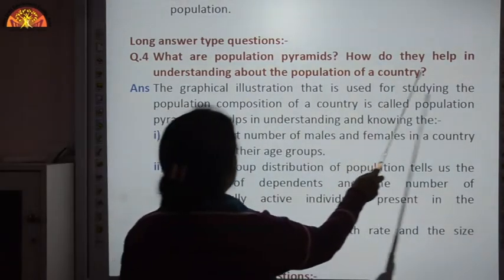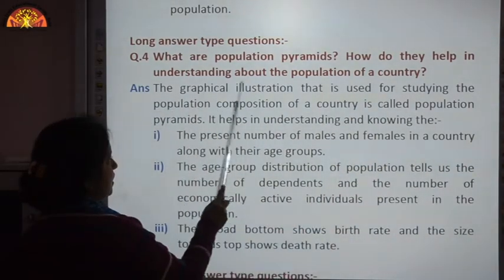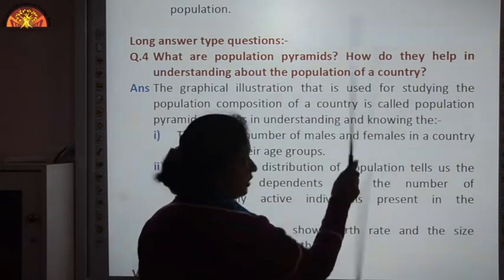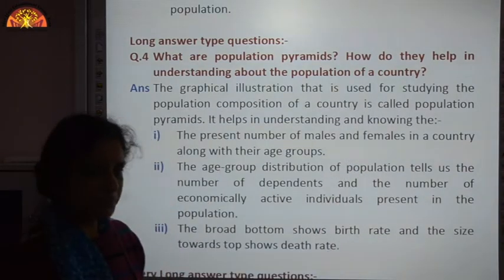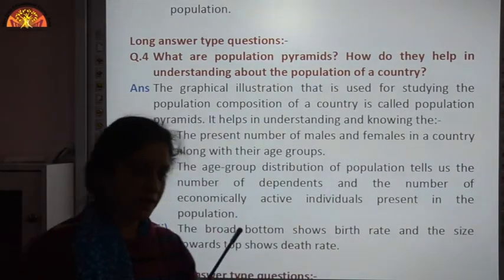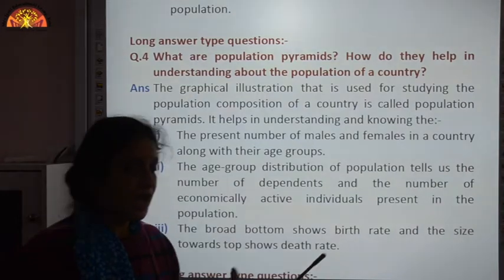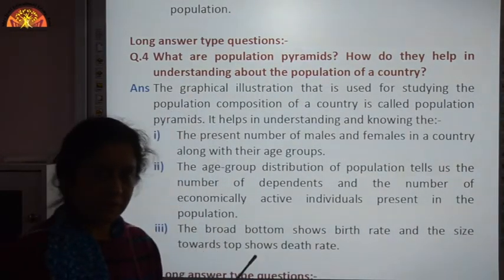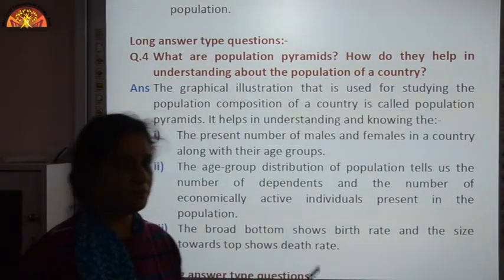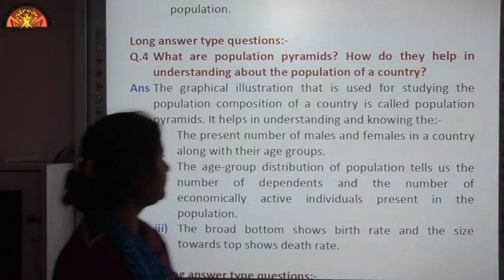How do they help in understanding about the population of a country? आपके बुक में बहुत सारे ग्राफ्स में पॉपुलेशन पिरामिड्स को शो कर रखा है. वो हमें बताते हैं कि कंट्री में किस टाइप के लोग रहते हैं, मेल फीमेल्स का नंबर कितना है, एजुकेटेड अनएजुकेटेड लोगों का नंबर कितना है. तो इसका एक आइडिया हमको पॉपुलेशन पिरामिड से ही मिलता है.